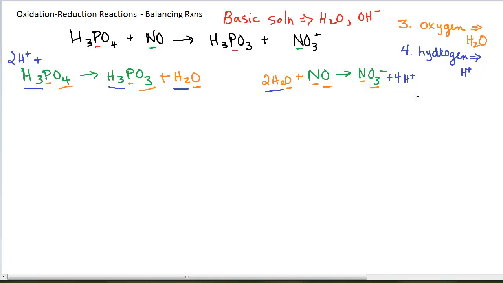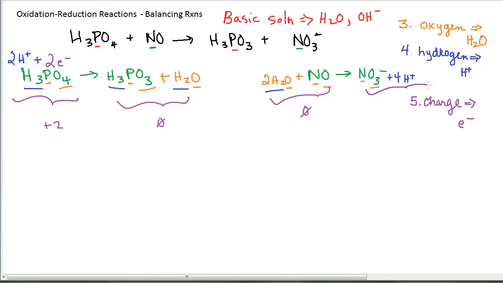The next step, step number 5, is to balance the charge with electrons. So here we go. On the left, I have a +2. On the right, it's neutral. Go to the more positive side and add electrons until you bring the charge down. So 2 electrons make both sides 0. On the right-hand half reaction, the left is a 0. The right is a +4 for my 4 pluses and -1.